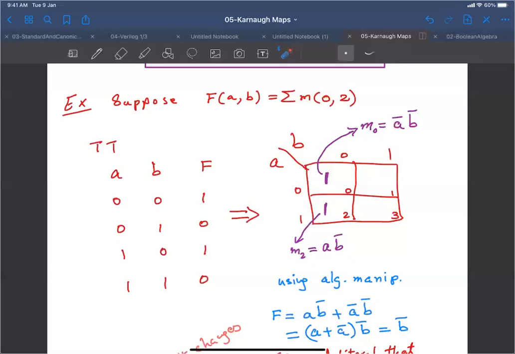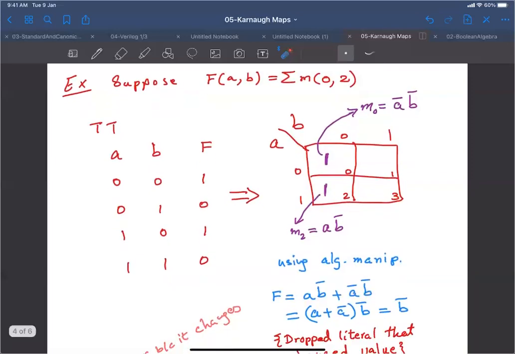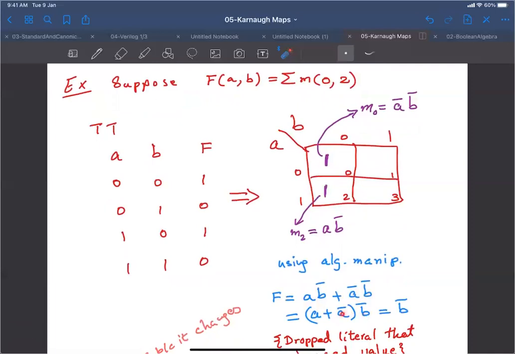Yes. So using algebraic manipulations, we can simplify this, which is basically A complement B complement ORed with A B complement, and you can take B complement as a common factor, and by the complement property and identity, we have B complement here. Notice that I get B complement. Why? Because both of my minterms are in the region where B is 0. And why did I get rid of A?